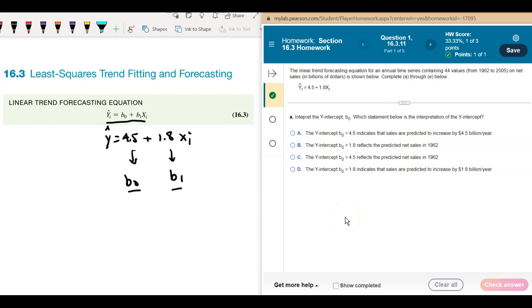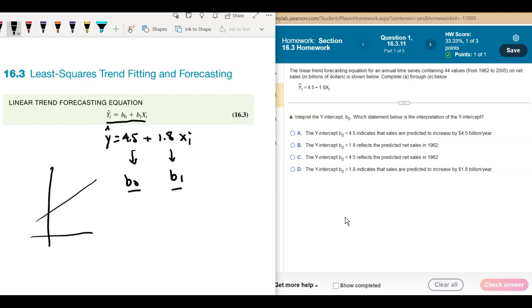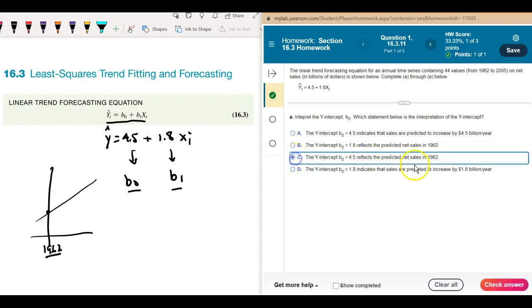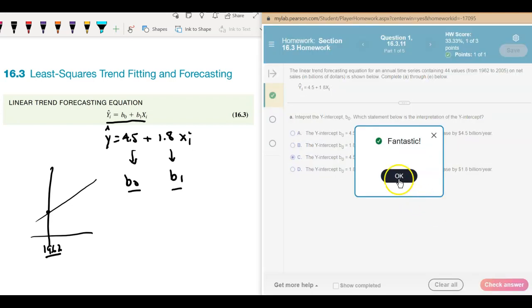And the 4.5, as a matter of fact, reflects, if I have a trend like this, where the origin of the data starts. Starting from 1962, as you can see here, the first number is the amount of sales in billions, 4.5 billion in 1962. And that should be b0, which is C, the predicted net sales for 1962. All right, check it. Looks good.